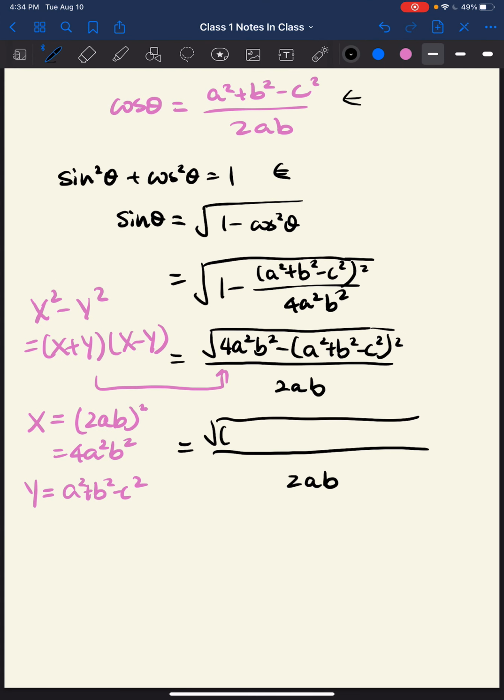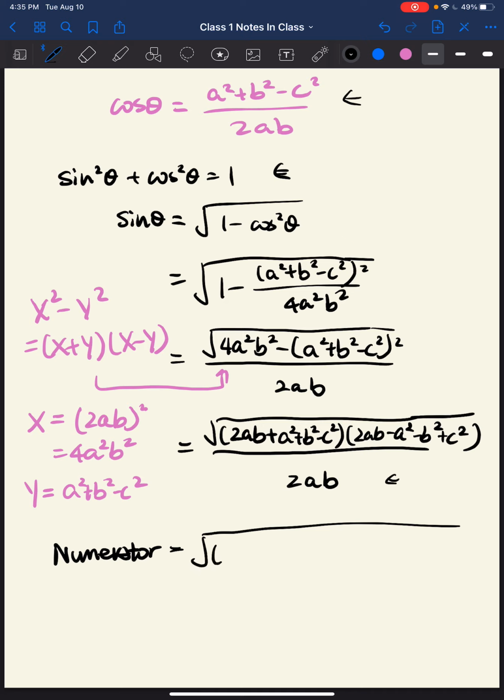2ab plus a squared plus b squared minus c squared, times 2ab minus a squared minus b squared plus c squared. Just to simplify things, I'm not going to write the denominator from now on, so the numerator equals this whole big chunk.